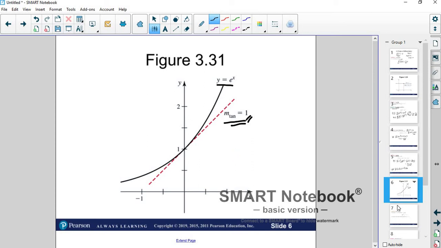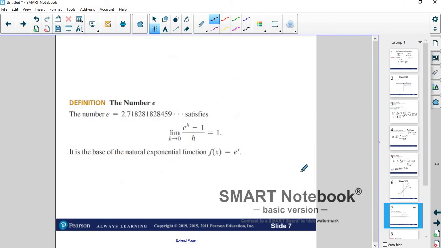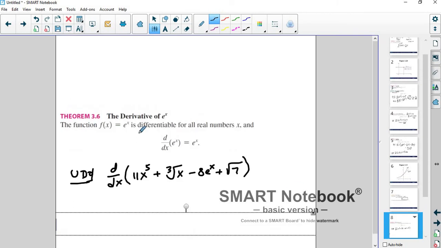Okay, and so what does that mean? Well, it means a couple of things. The first thing it means is that e, this number, is a unique number. Just like pi, it's irrational, so you can't write it all the way out. These are the first few digits. But it's the unique number that satisfies this exponential limit. And because it satisfies this limit, the derivative of e to the x turns out to be itself, e to the x. Okay, so that's your next rule, that the derivative of e to the x is e to the x.